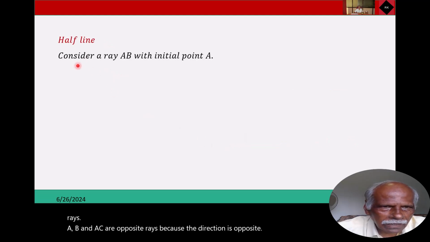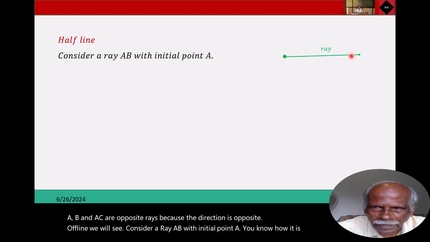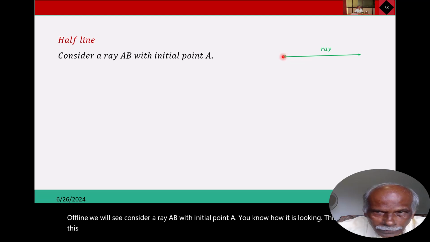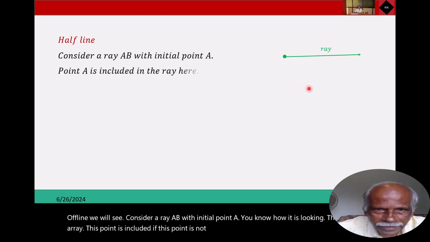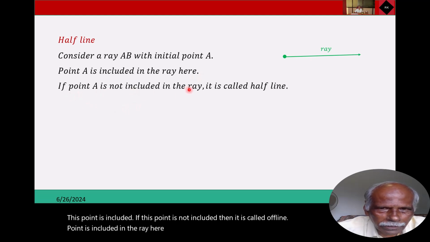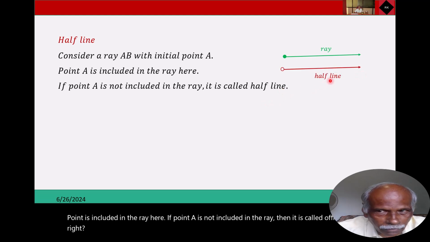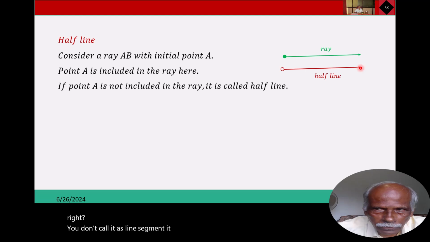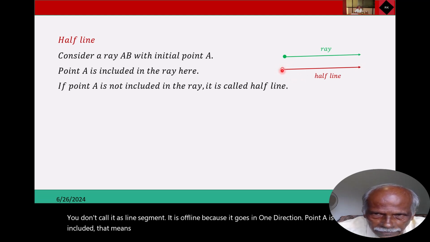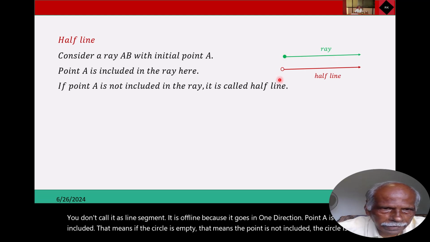Open ray, we will see. Consider a ray AB with initial point A. You know how it is looking. This is a ray. This point is included. If this point is not included, then it is called an open ray. Point A is included in the ray here. If point A is not included in the ray, then it is called an open ray. We don't call it a line segment. It is an open ray because it goes in one direction. Point A is not included. That means if the circle is empty, that means the point is not included. If the circle is dark, then it is included in the ray.